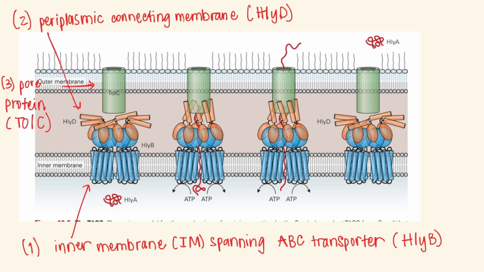This is the model of the mechanism of the type 1 secretion system. It consists of 3 proteins: an inner membrane spanning ABC transporter, second, a periplasmic connecting protein, accessory factor D, and an outer membrane spanning pore protein.